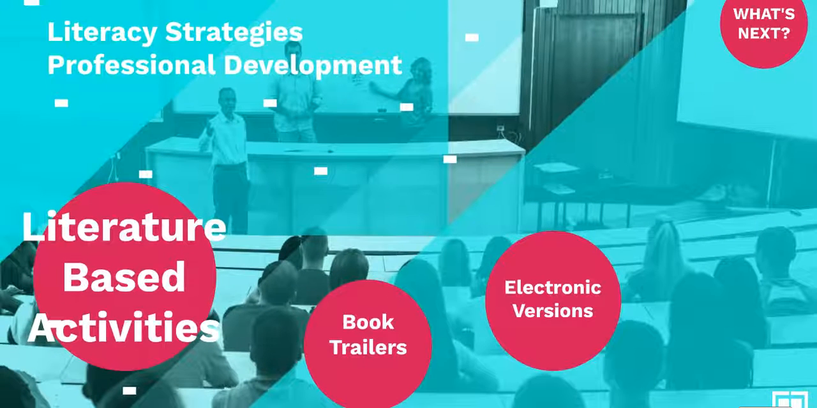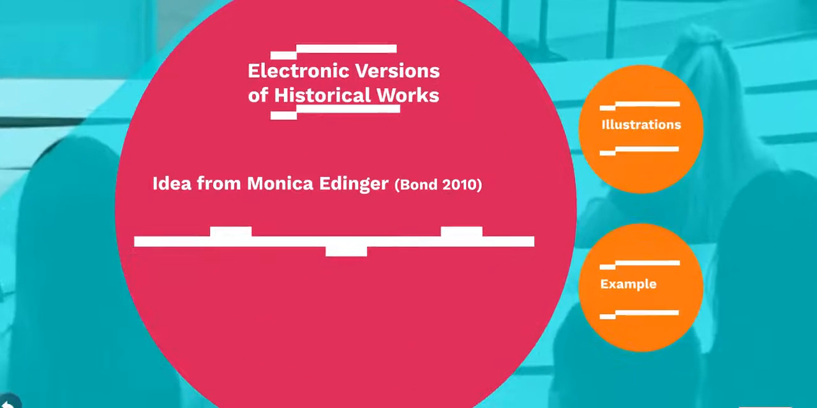Now let's talk about another literature-based activity called electronic versions. And this will help when you're working on historical works, which the students aren't always as familiar with. And this idea came from Monica Ettinger. It was in our book that we had, Literature and the Young Adult Reader by Bond.